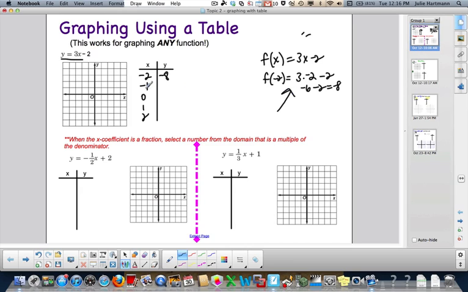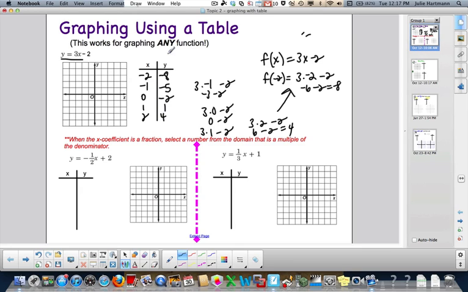No. Think, okay, if x is -1, that means I do 3 times -1 minus 2, or -3 minus 2, which is -5. If x is 0, 3 times 0 minus 2. 0 minus 2 is -2. If we put in 1, 3 times 1 minus 2. 3 minus 2 is 1. And then if we put in 2, 3 times 2 minus 2, 6 minus 2 is 4.